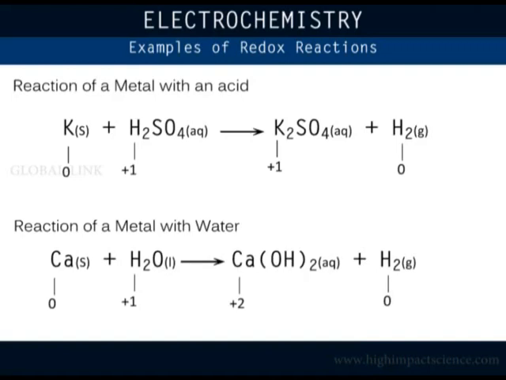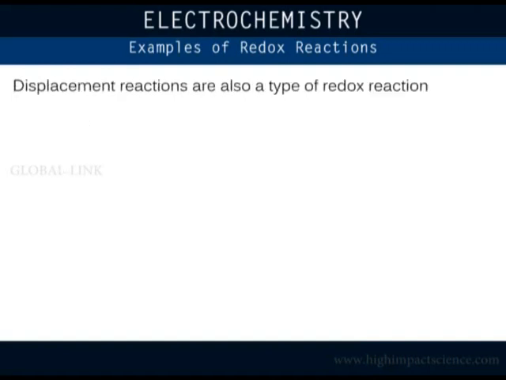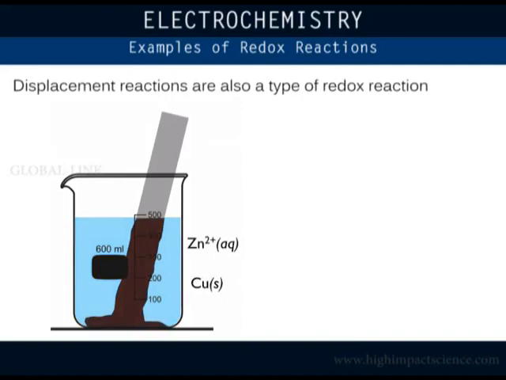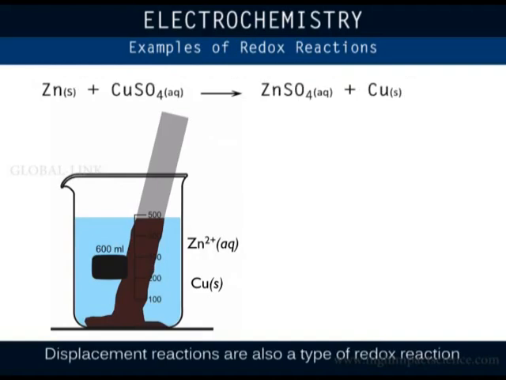Recall also that displacement reactions are a type of redox reaction. For example, if a zinc rod is placed in a solution of copper 2 sulfate, a reaction will occur and zinc will displace copper from copper 2 sulfate. Zinc will go into solution and solid copper will be deposited on the zinc rod. This is the overall chemical reaction. Zinc plus copper 2 sulfate gives us zinc sulfate plus copper.